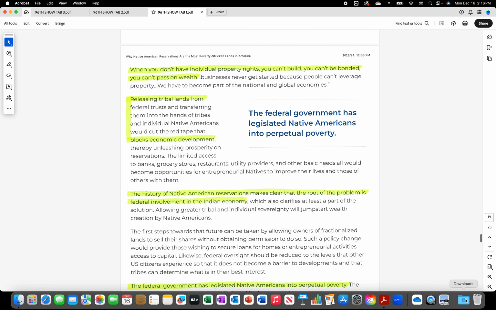Sound familiar? Releasing tribal lands, it sounds familiar, but we're all over the place, right? It seems as though it sounds very familiar, but a lot of it with us, the American Indians, is that it's a part of the choices that we make. It's a part of the slumber.